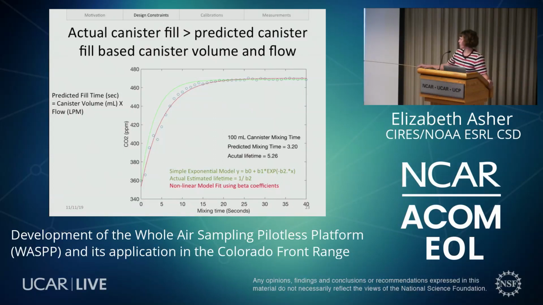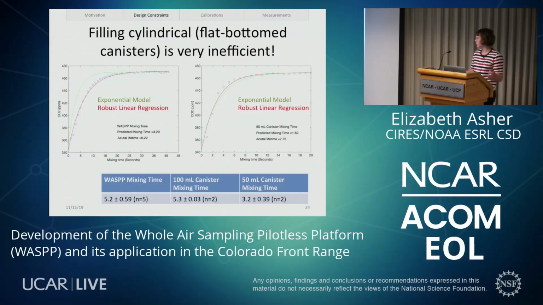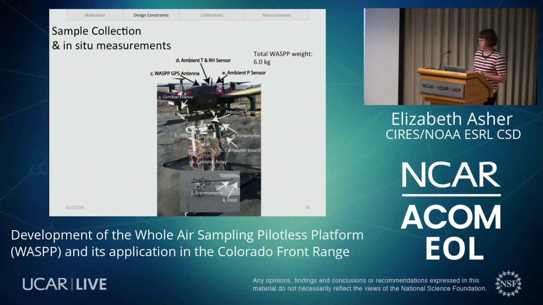And for this canister, our predicted flow follows that equation to the left, and our actual lifetime is essentially 1 over this coefficient, which is a simple exponential model that's trying to fit our data. This is the case for a 100 milliliter canister, but the same was true of a 50 milliliter canister within the WASP instrument. So we think that in part, we'd like to redesign the shape of our canisters based on this test, but that is something for hopefully the near future.